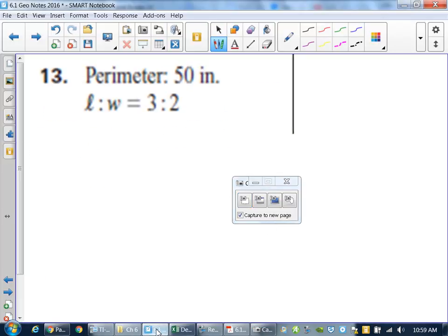Try that one. There's your perimeter. Find the length and find what the values of your length and width are with that common ratio. Oh, the reason why we do this geometric mean stuff is that later on, about halfway through chapter 7, we talk about some similar right triangles.